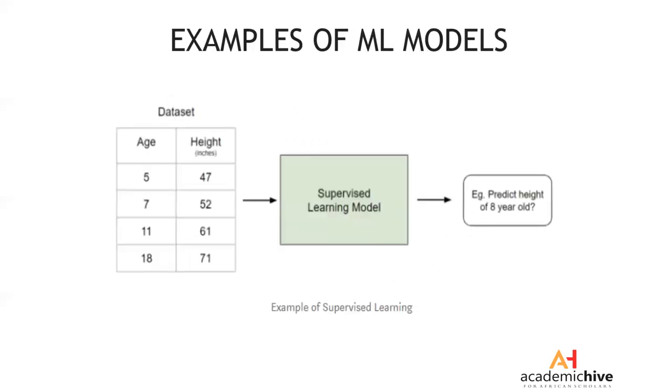So we give some illustrations here. If, for instance, you're given this data set, you have age and corresponding height, and you're to predict the height of a certain age, in this case, the height of an 8-year-old. If a 5-year-old has this height, a 7-year-old has this height, by mere relation, we can determine that an 8-year-old should be of this height. This is an example of what supervised machine learning looks like.